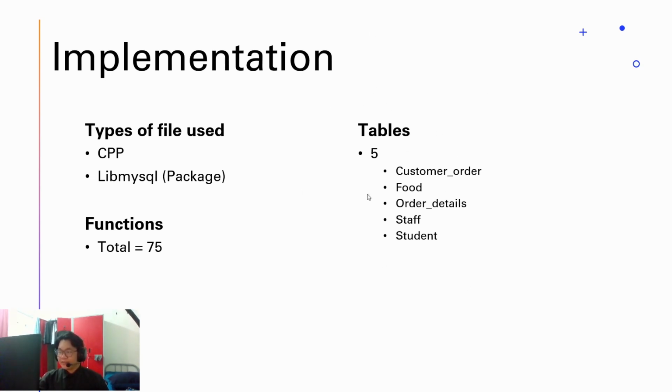are customer order, food, staff, student, and order details. So order details is just the bridge between food and customer order, since one customer can order many foods and one food can be in many customers' orders.